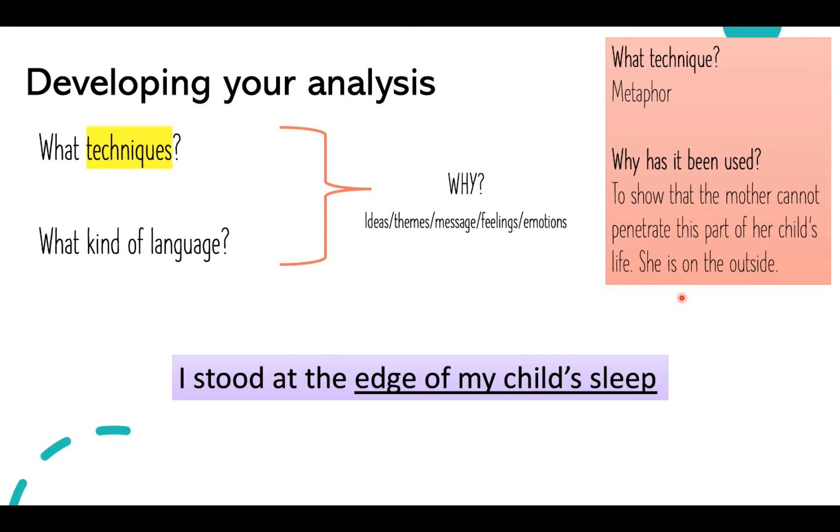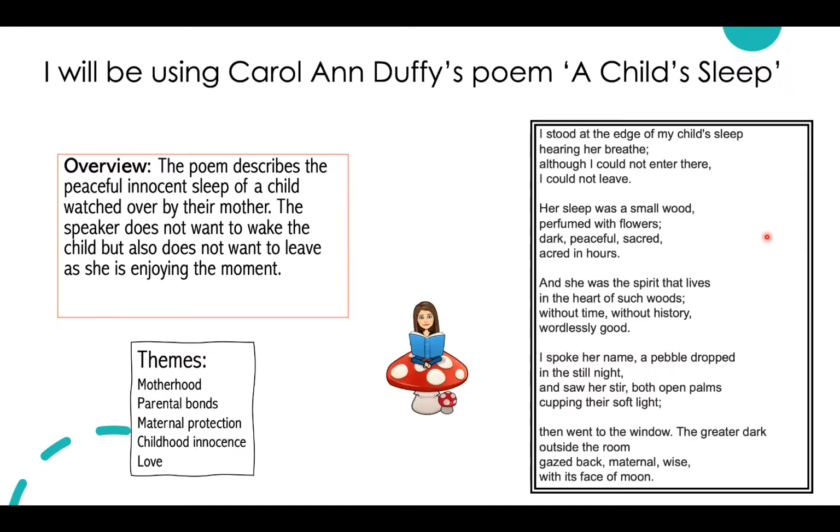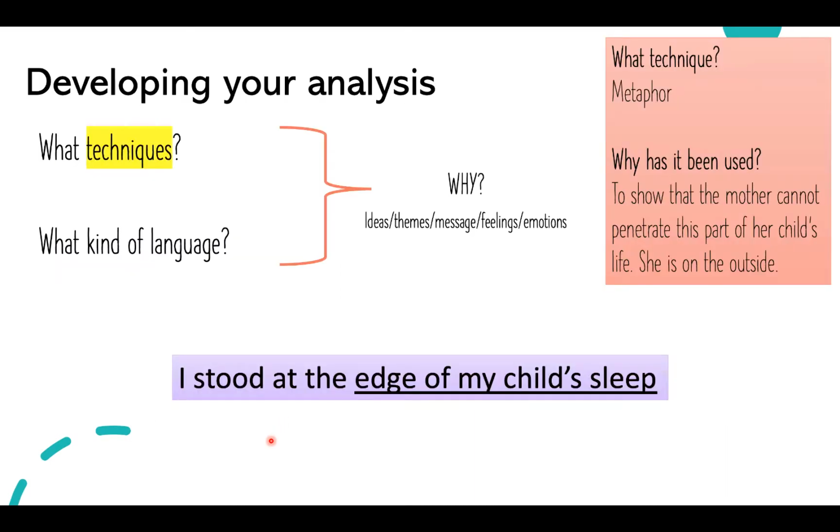So I've broken down this quotation into the different parts. I've decided to pick out the metaphor section, and I've said I think the metaphor has been used to show the mother can't penetrate this part of a child's life. And this does link back to this idea of parental bonds, maternal protection, and motherhood. So I'm already making reference to what I know the poem is about. So this is the first stage. So now we have an analysis of a technique.